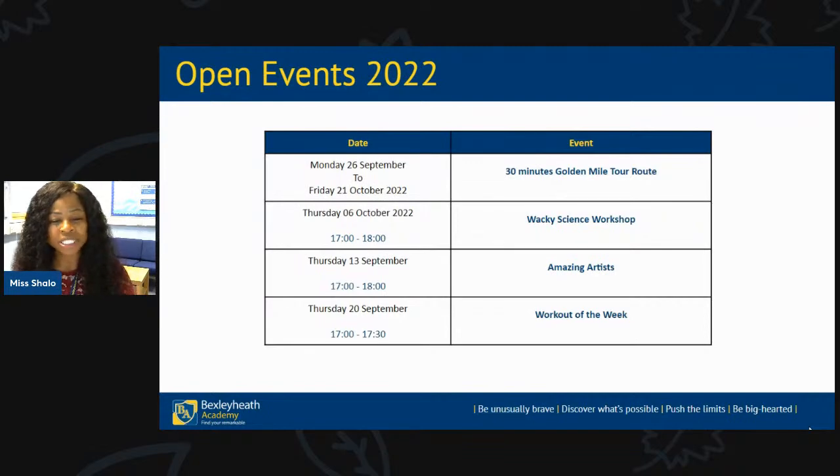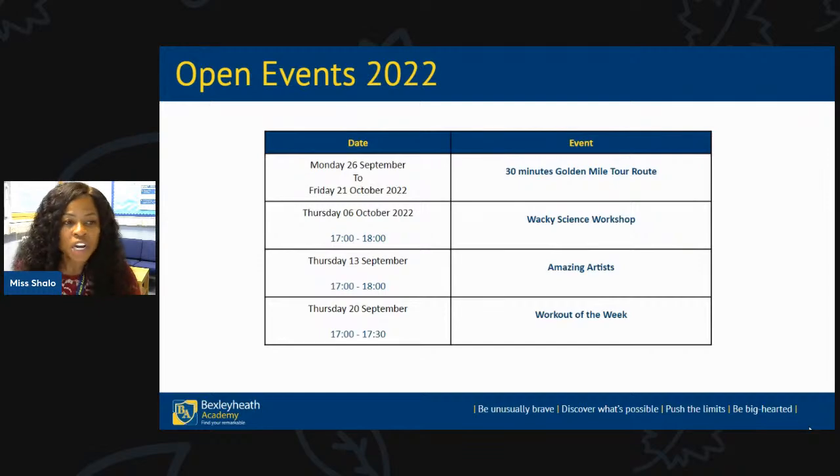So you're literally sat in the comfort of your own home with some coloring pens and pencils to create an amazing piece of art. And then our last event would be on Thursday, the 20th of October, where you get to do a workshop, well, we call it our WOW workout, with our PE teachers. Now, that's all about open events.